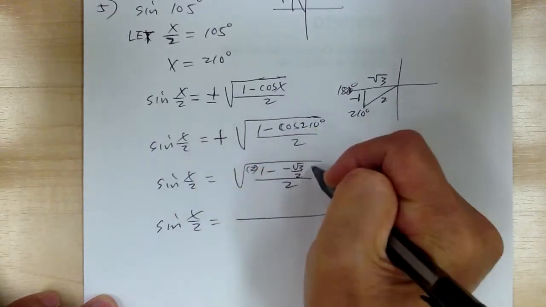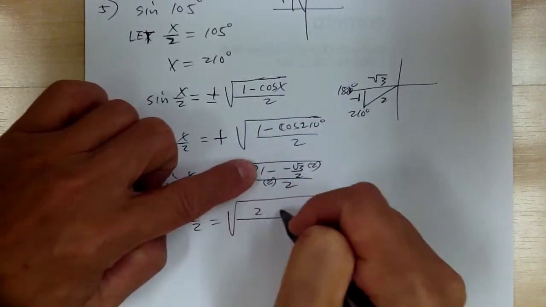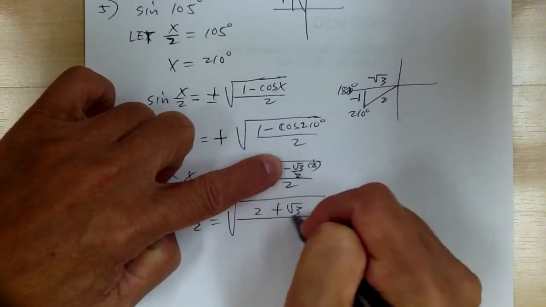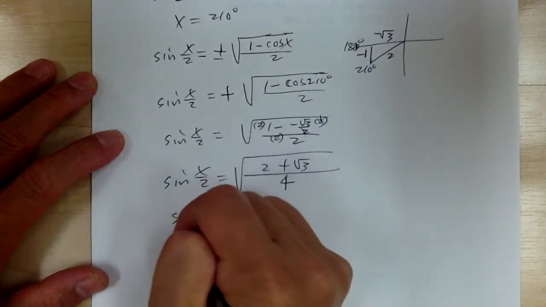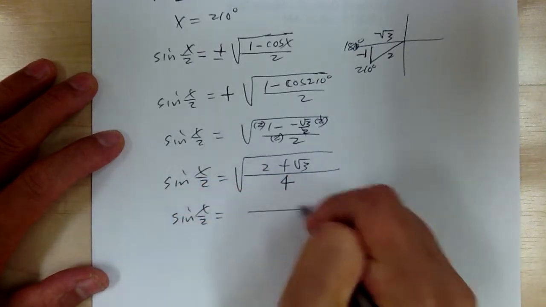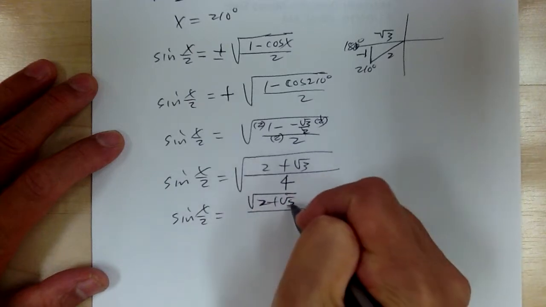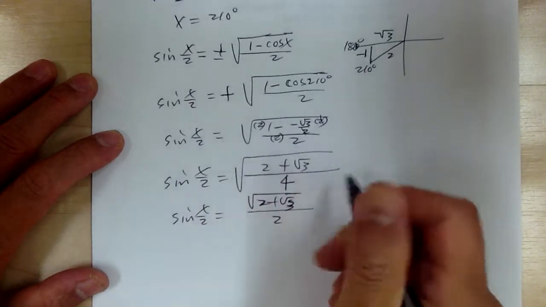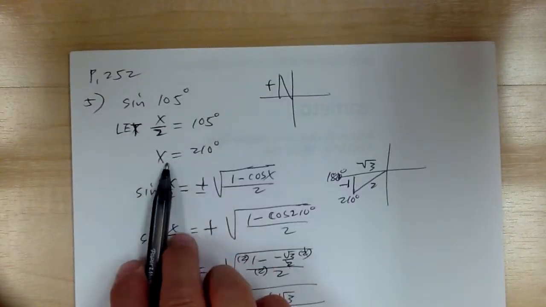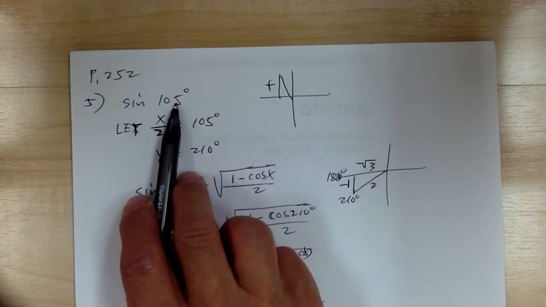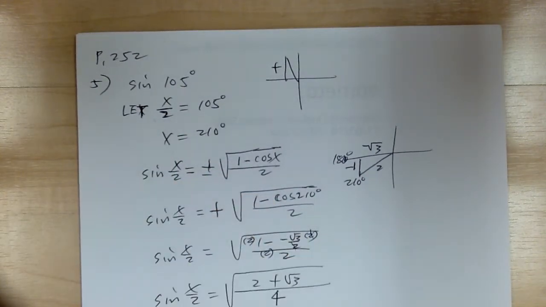So multiply everything by 2. So you're going to get 2 plus square root of 3 over 4. And then you're going to simplify this. So you're going to get square root of 2 plus square root of 3 over 2. Okay, and that's it. Okay, so again, make sure you do this. When using the half angle formula, go and set it equal to the half angle.